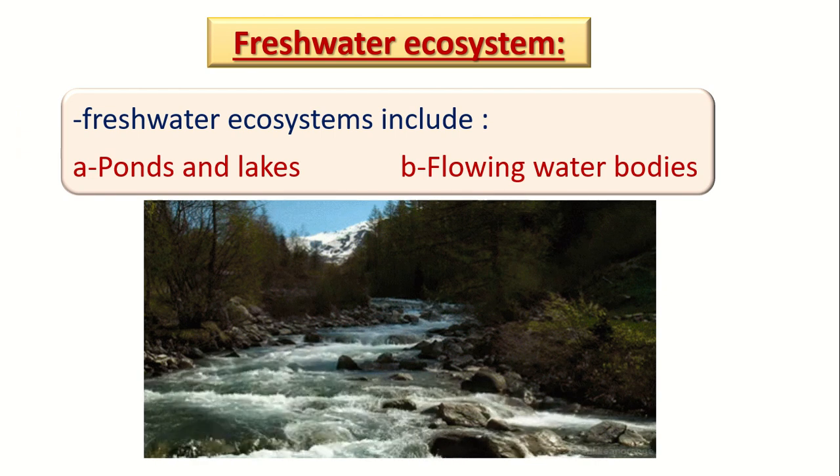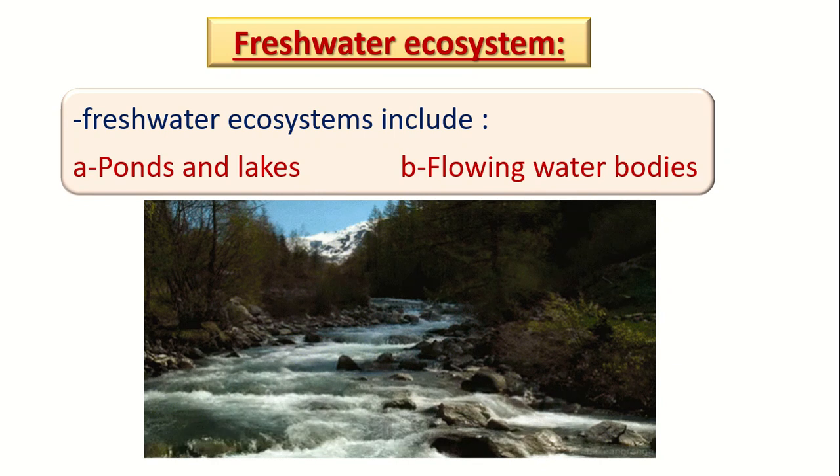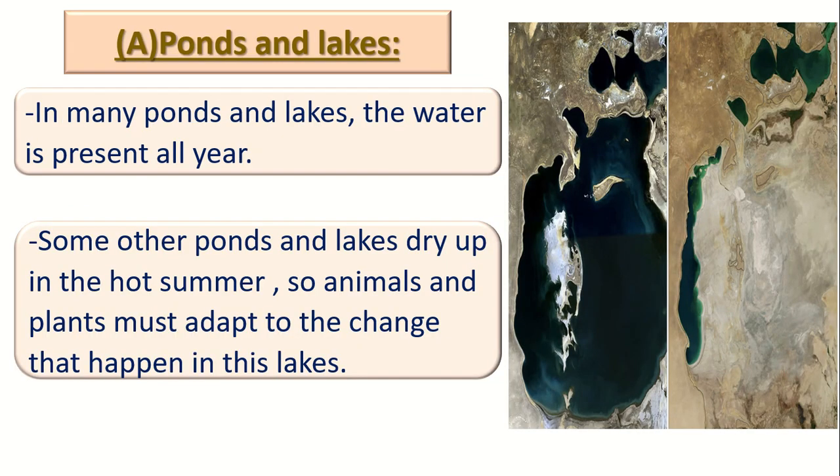Let's talk about the freshwater ecosystem. We can find freshwater as still water, which means water which does not move, like ponds and lakes. Number two, we have flowing water like rivers and streams. Let's start with ponds and lakes, which are still water.